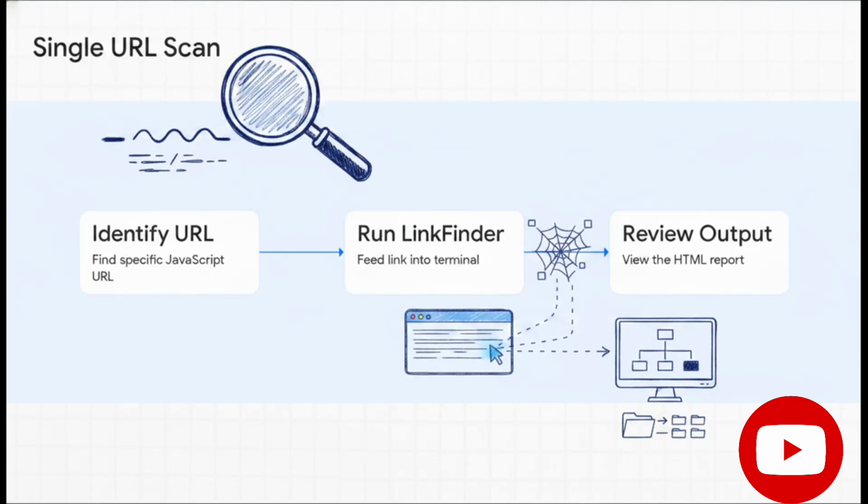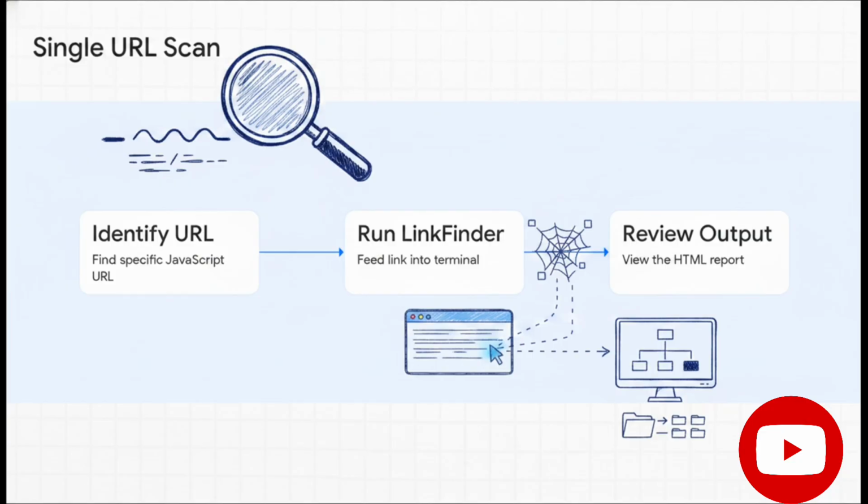Experienced bug bounty hunters definitely don't rely on just one linear workflow. They use a multi-layered approach to really maximize their results. Let's start with method 1, direct single URL target scanning. This is what you use when you want to isolate a really high-value script, maybe a core configuration script on an authentication dashboard. First, you just identify the specific JavaScript URL right in your browser's developer tools. Then you feed that direct link straight into LinkFinder via your terminal. Bam!